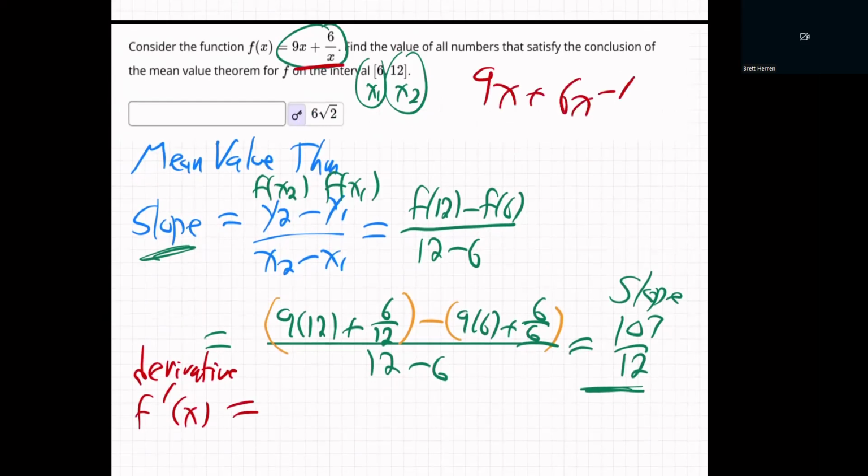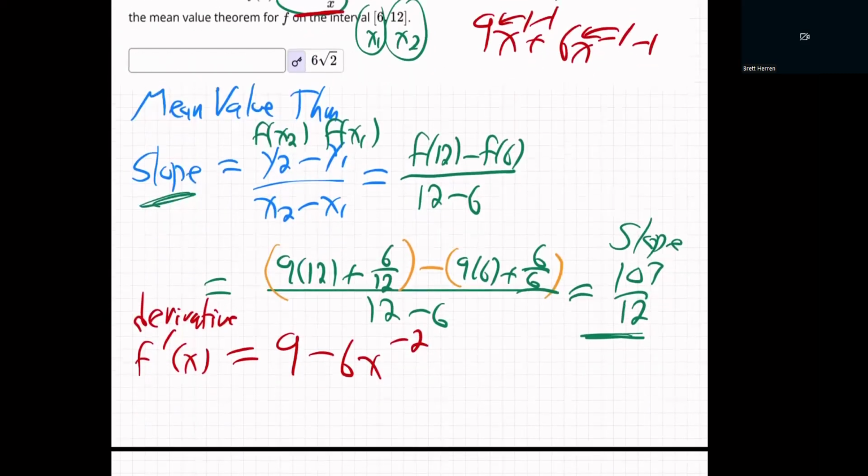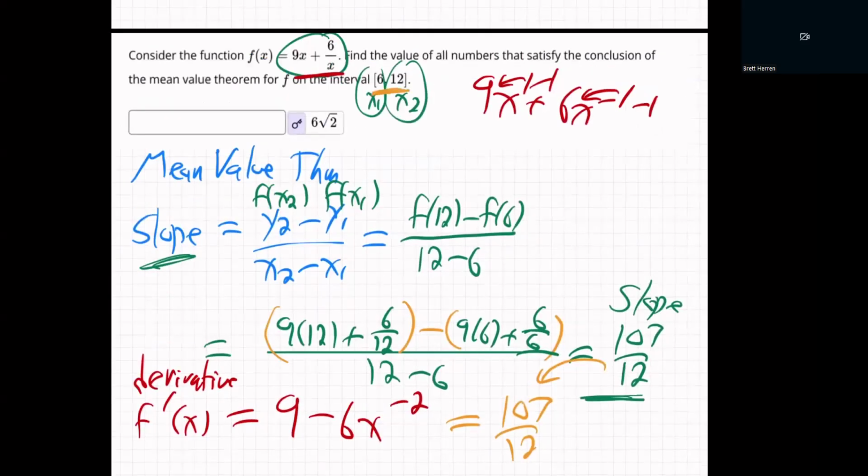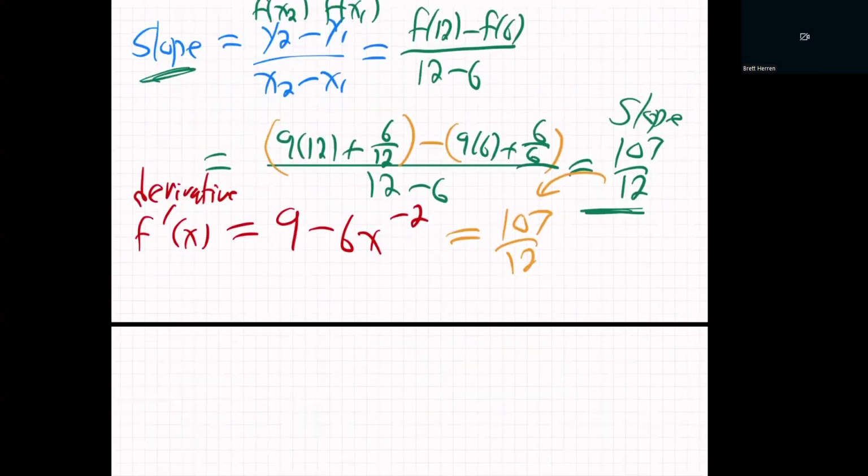So take the derivative. You're going to get 9, because this 1 power comes down, subtract 1, it's gone. Minus 6, because that negative 1 comes down, x to the minus 2, right? Subtract 1 from the power. There's the derivative. If you set it equal to that 107 over 12 that you just got and solve for x, you'll get an answer x somewhere in the interval between 6 and 12. Let's do it and see if it's true.